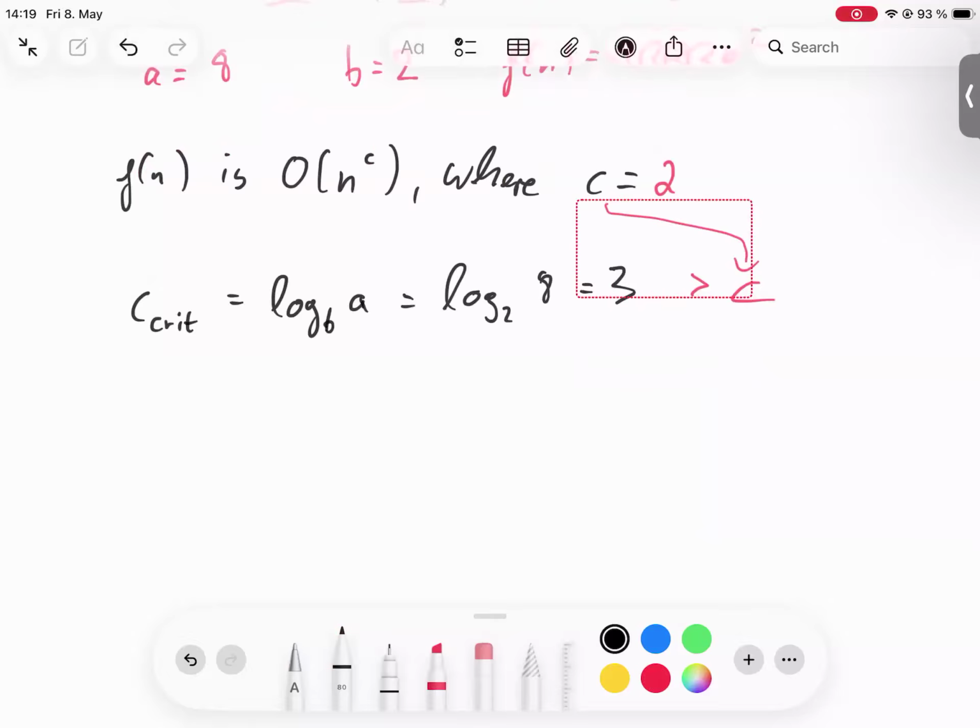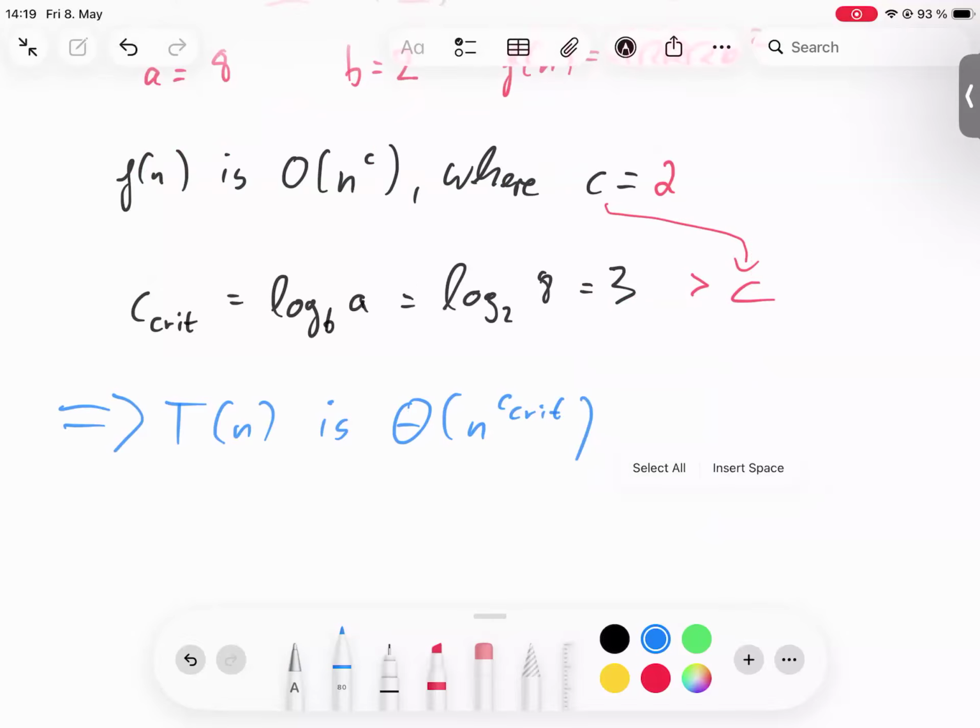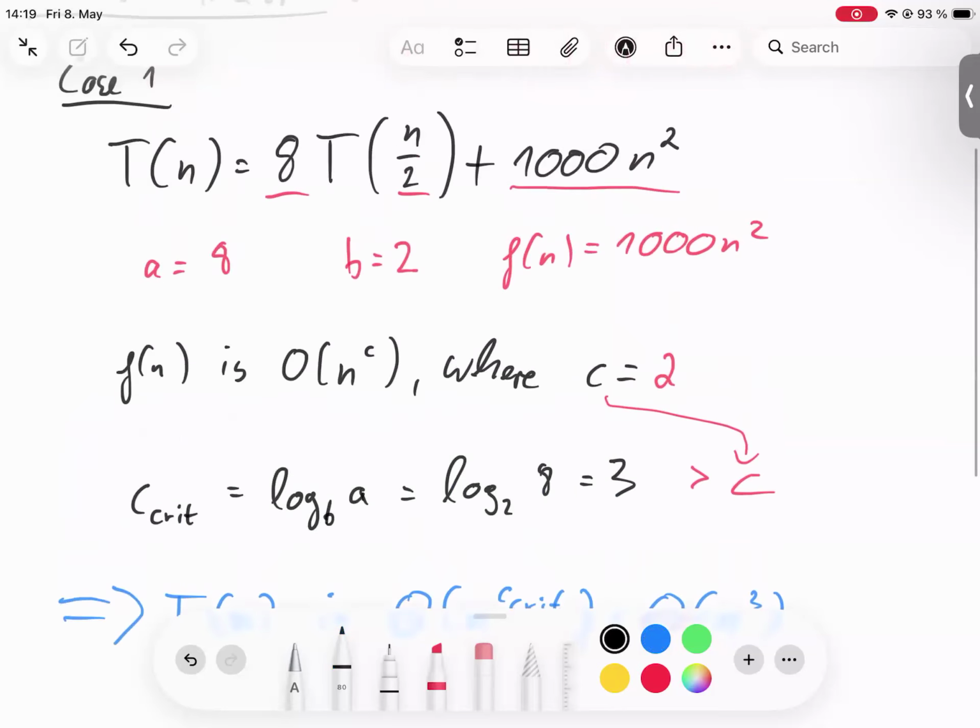So we can infer from the master theorem that T of n is theta of n to the power of c critical, and that is theta of n to the power of 3. So we've just found the solution for our recurrence relation. Just a couple of rules you need to remember, or write this down for your note sheet, and then you don't need to manually solve the recurrence relation.